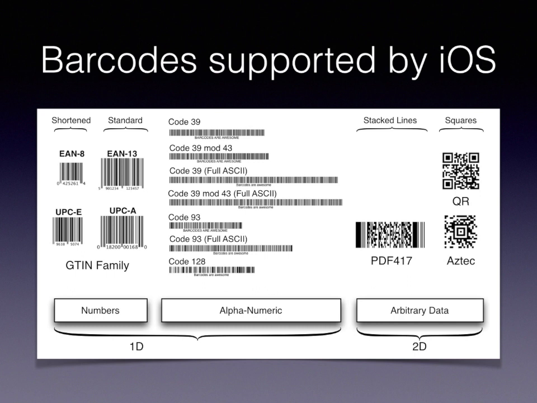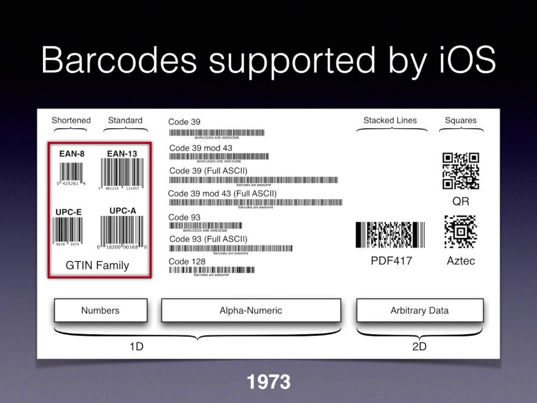So on the very far left, you see the EAN family, which have a shortened version, formerly known as EAN-8 and UPC-E, and like the normal versions, UPC-A with 12 digits and EAN-13. They can only represent numbers.